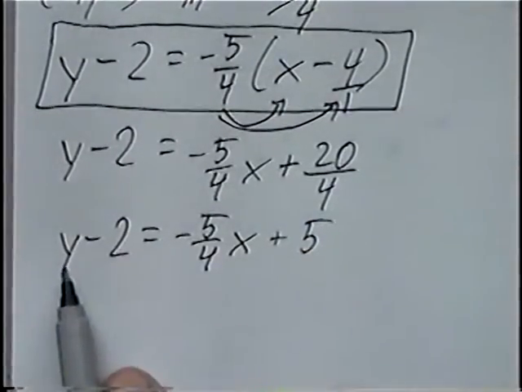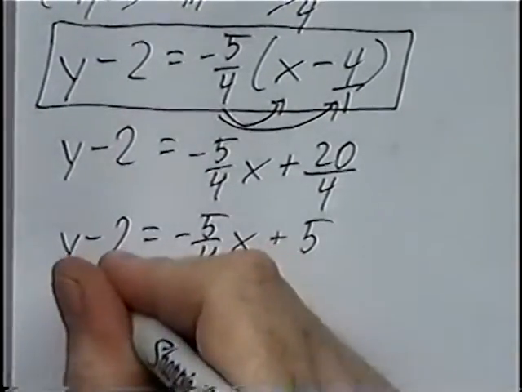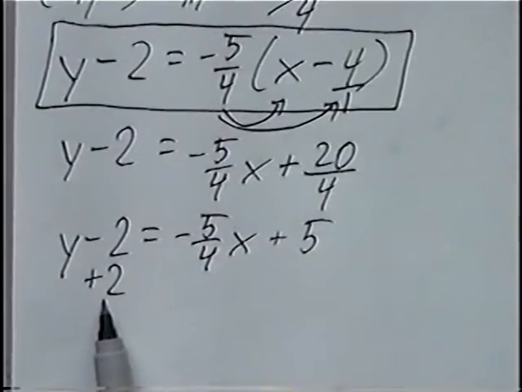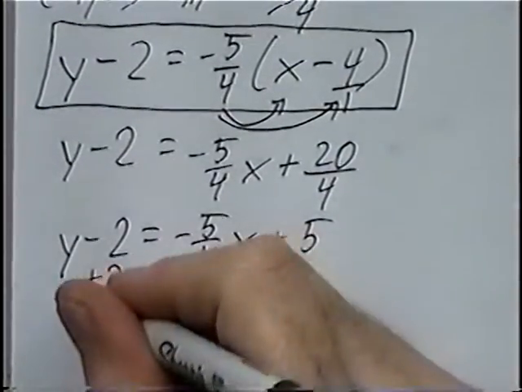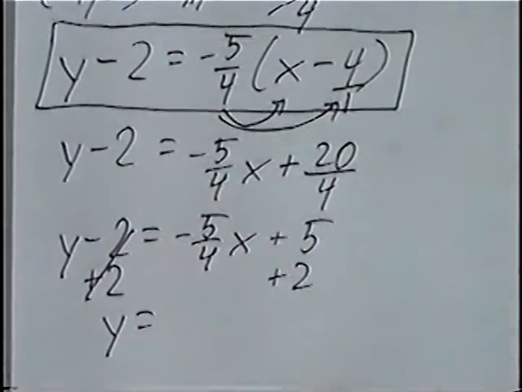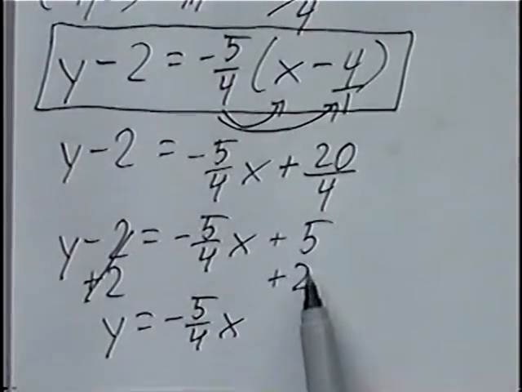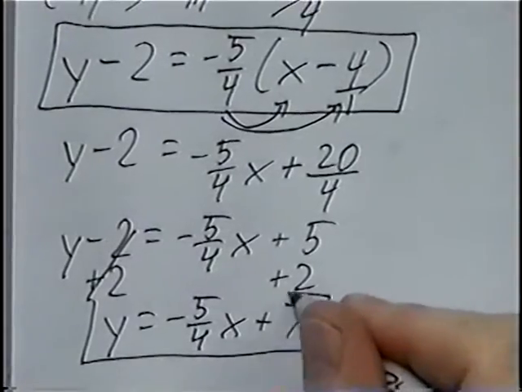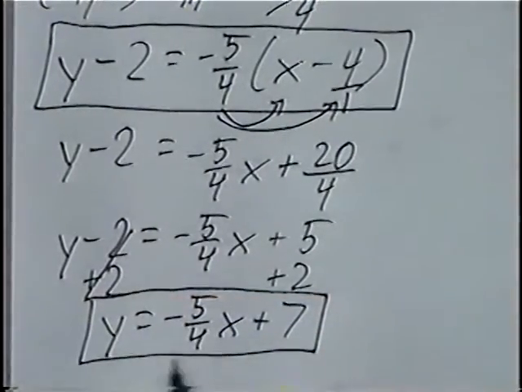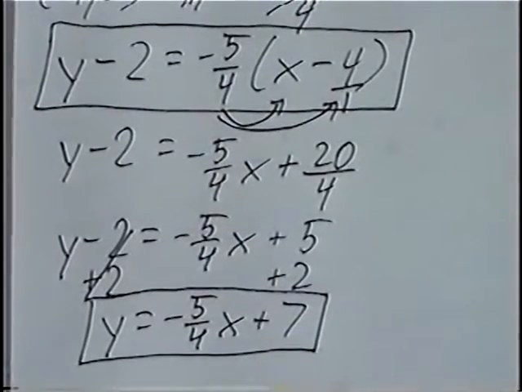Last step, to get y by itself, you get rid of the minus 2. The opposite of minus 2 is plus 2. So we can add 2 to both sides, and we'll add it to the like term, which is 5. So our final answer, y equals negative 5 over 4x, 5 plus 2 would be 7. So our second answer to the question in mx plus b form, or slope-intercept form, is y equals negative 5 over 4x plus 7.